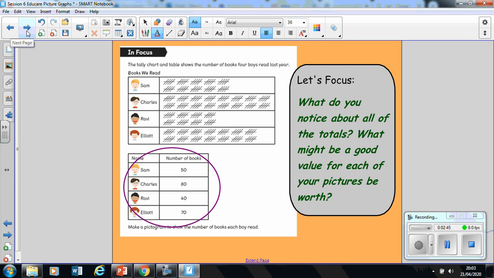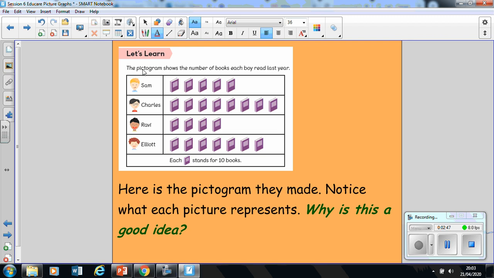Okay, here we've got a pictogram which shows the number of books each boy read last year. To double check, we've got the same names. We've not changed any names because those were the boys who we had in the table and the tally chart. So there's Sam, Charles, Ravi and Elliot.